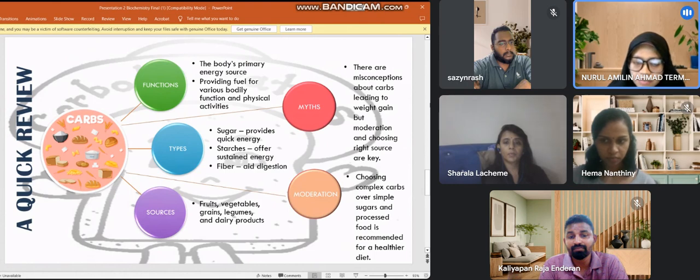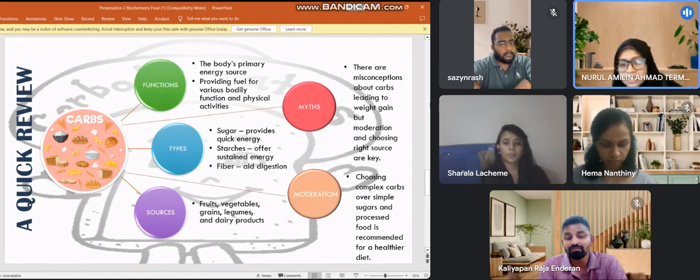There are some myths about carbohydrate. There are misconceptions about carbs leading to weight gain, but moderation and choosing the right source are the key. So, moderation, and choosing complex carbs over simple sugars and processed food is recommended for a healthier diet.